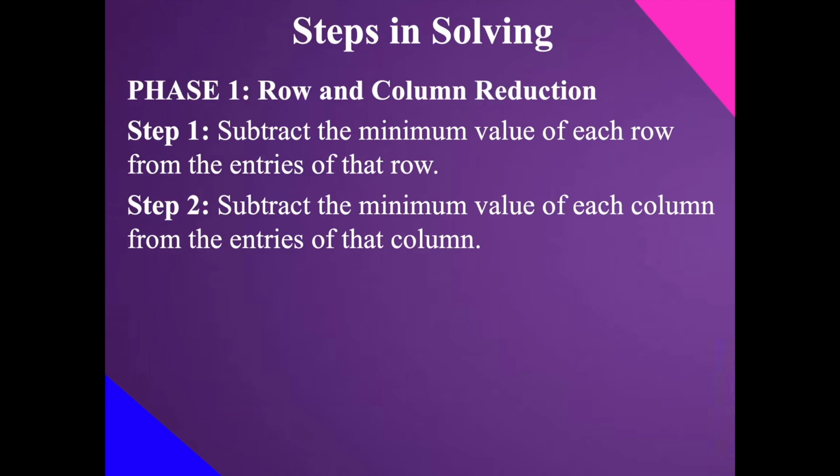So for the steps ng ating Hungarian method, we actually have two phases para sa solution. For the phase 1, this is what we call the row and column reduction. So for the row and column reduction, the first step is subtract the minimum value of each row from the entries of that row. Step number 2 is to subtract the minimum value of each column from the entries of that column. Meaning to say, our step 1 is for the row, our step 2 for the column. That's how easy the phase 1 is for the Hungarian method.